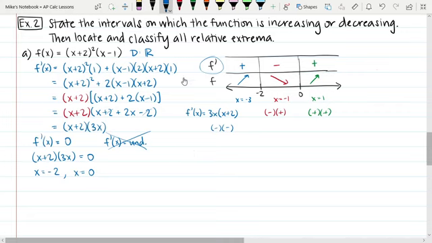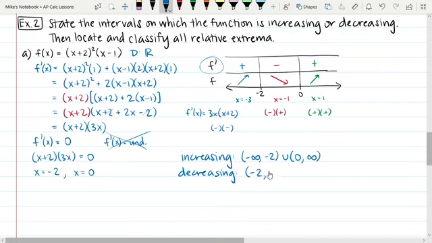Remember, first, it asked for increasing intervals. According to our sign chart up here, we know that f is increasing on the interval from -infinity to -2, and from 0 to infinity. And then we know f is decreasing on the interval from -2 to 0.